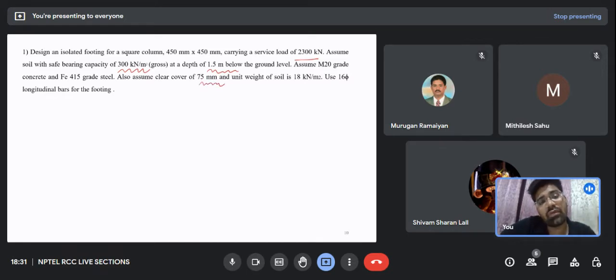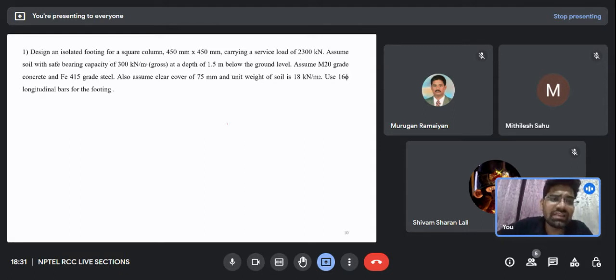Okay, so the cover of the footing is given as 75, and they have given us the unit weight of soil which is 18 kilonewton per meter square. Use 16 mm longitudinal bars for footing. So this 16 mm bar we would be providing for flexural reinforcement in the footing. Okay, so how do we initiate? How do we start?